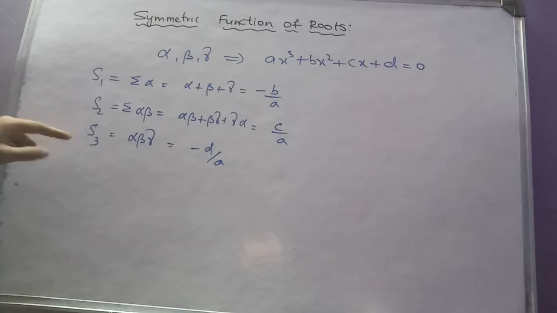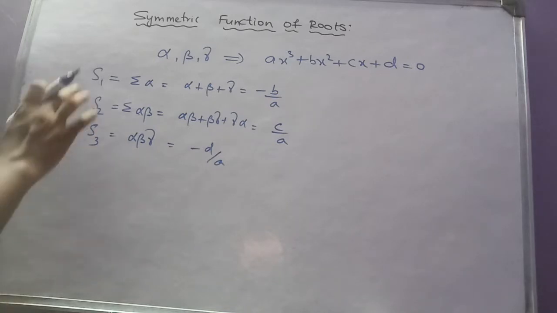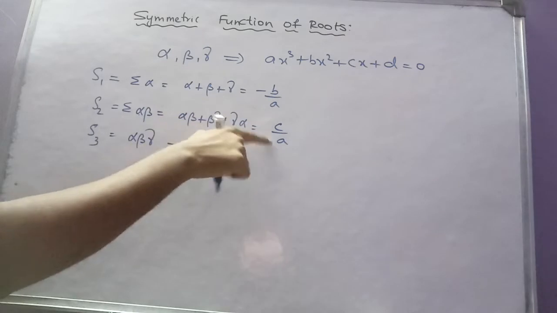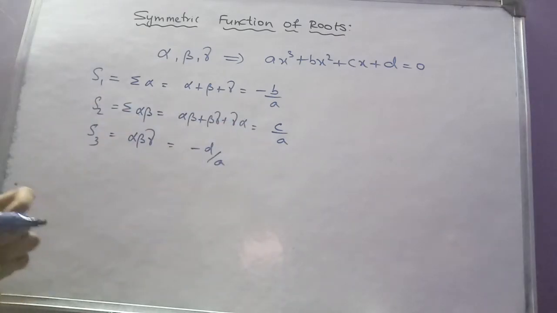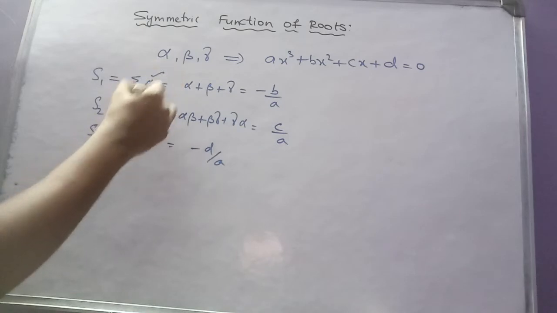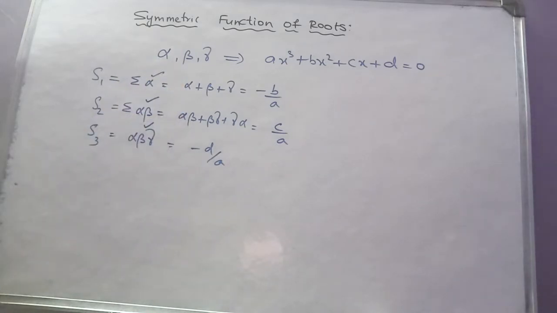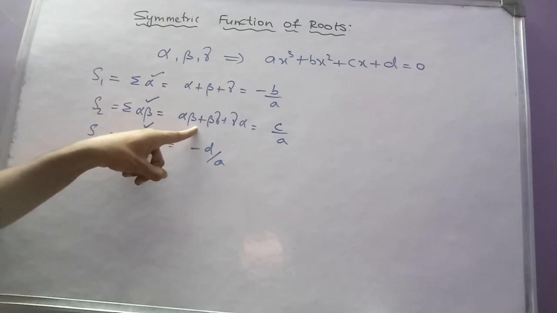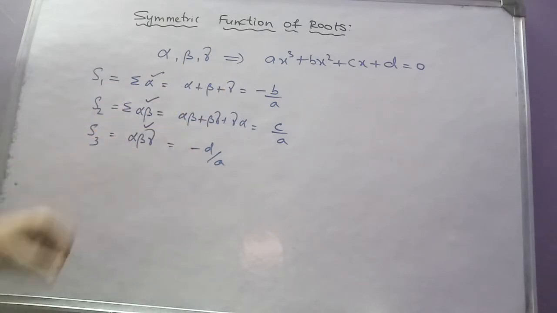Important. These are very, very important, particularly in the chapter of theory of equations. We will use them repeatedly again and again. So you have to understand that S1 means this, which is minus b by a, and then S2 is this, and then S3 is this. Remember this, dear students. Now let us see how to derive the first one, sigma alpha square. Even these can be considered as symmetric functions. Even alpha plus beta plus gamma is a symmetric function. This is also a symmetric function, and this is also a symmetric function.